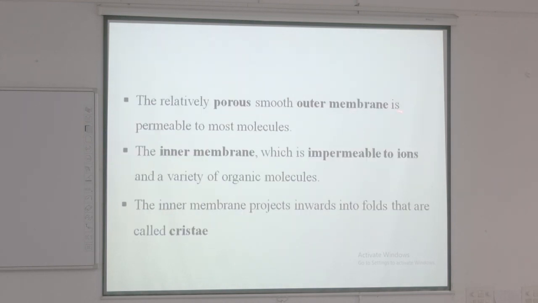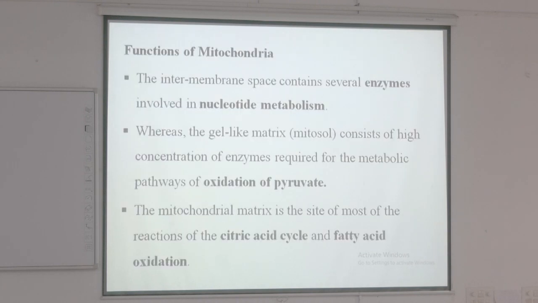The relatively porous, smooth outer membrane is permeable to most molecules. The inner membrane is impermeable to ions and different organic molecules. The inner membrane projects inwards, and this fold is called cristae. Function of the mitochondria is very important. The intermembrane space contains several enzymes involved in nucleotide metabolism. The biomolecules are carbohydrates, proteins, lipids, nucleotides, nucleic acids, DNA, RNA, adenine, guanine. All these molecules are considered nucleotides and nucleosides. Okay?